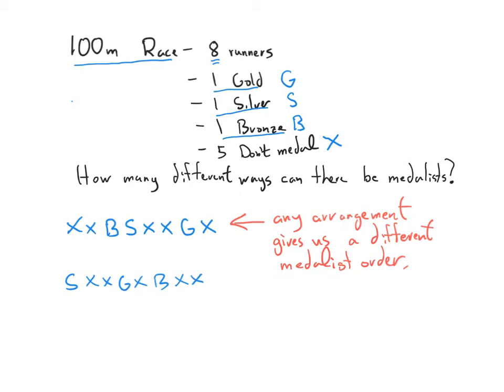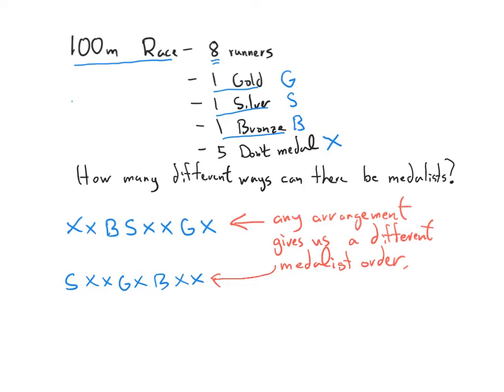So what does this tell me? This one tells me the 4th runner won gold, the 1st runner won silver, and the 6th runner won bronze. And the other 5 runners, the 2nd, 3rd, 5th, 7th, and 8th, did not medal. So any arrangement of these letters gives us a new medalist order. So we have to ask, how many different arrangements of these letters are there?